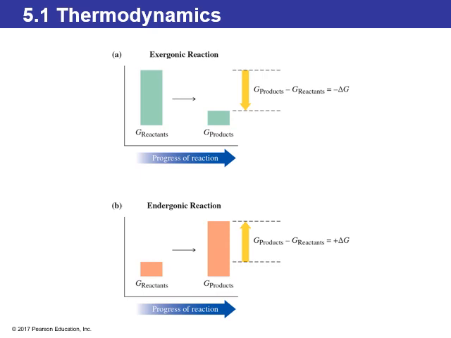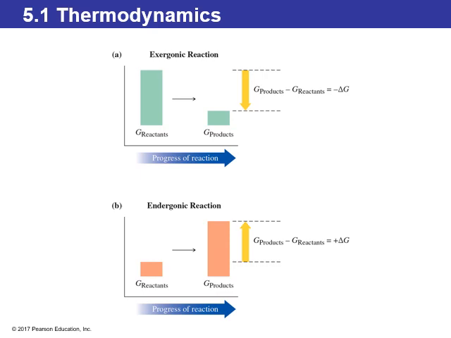So if your Gibbs free energy of your products is lower, I would expect you to be able to tell me that A is an exergonic reaction. So energy has been given off in this process, and this is probably a spontaneous reaction. Whereas B, you would look and see that our reactants energy is lower than the energy of our products. So in this case, we're storing energy. Energy is required to make this happen.